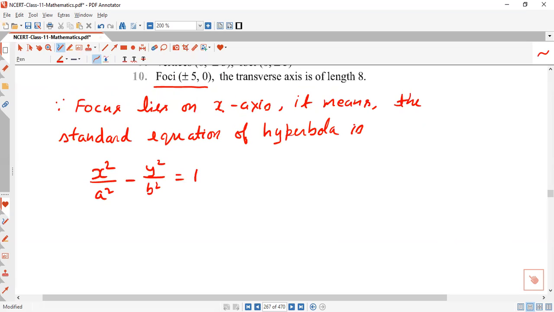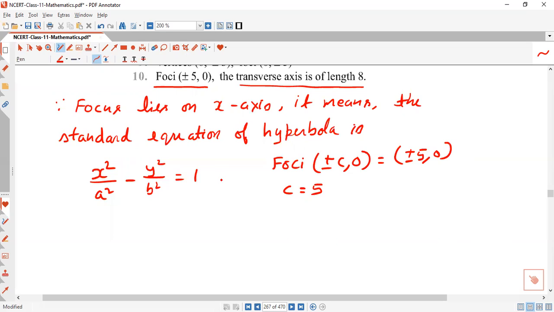So here in this question, what is given? Foci is given. The foci is given to you: plus minus c comma 0. It's given you plus minus 5 comma 0. So c equal to 5. Second thing given: the transverse axis is of length 8. The length of transverse axis, I say, is the formula for 2a.